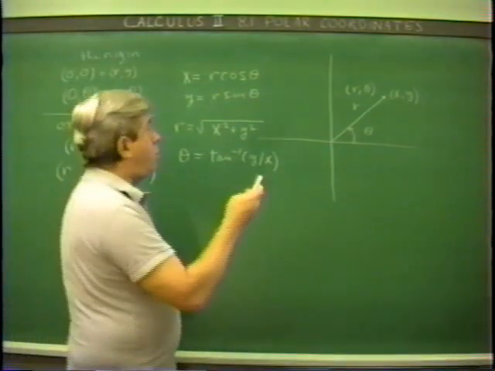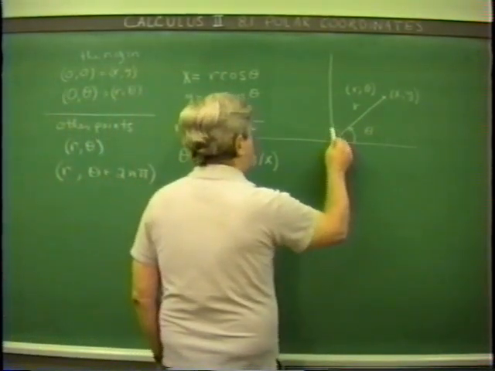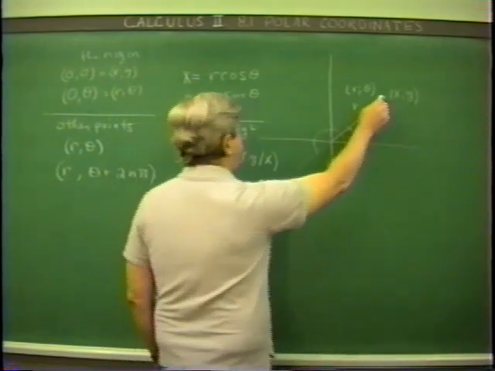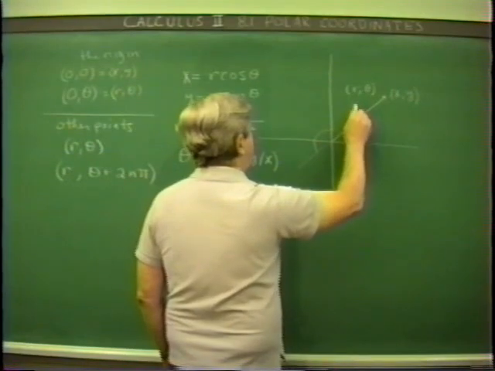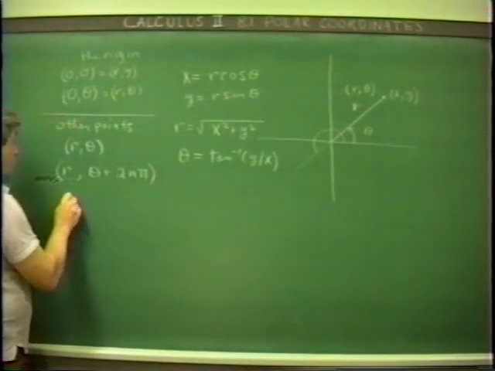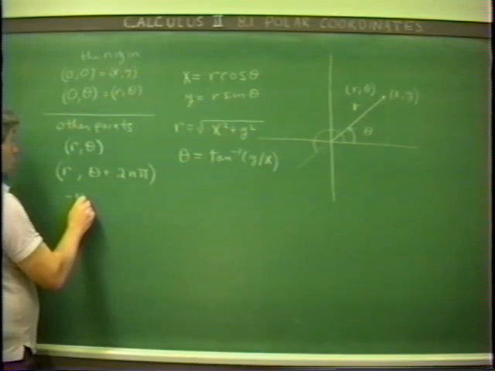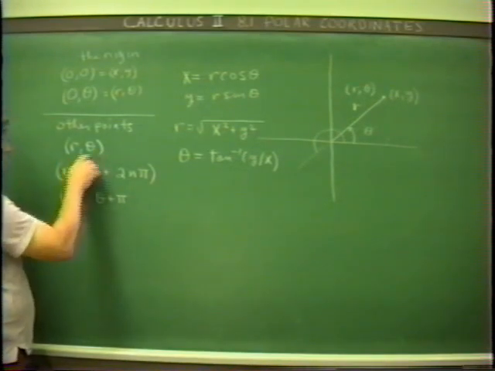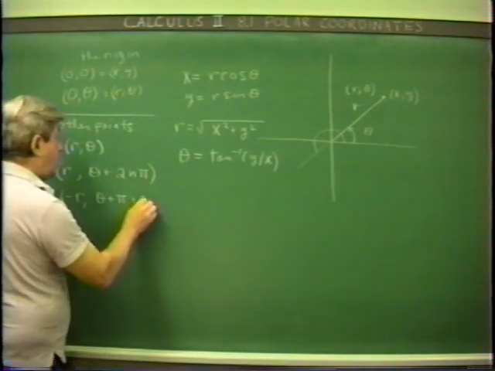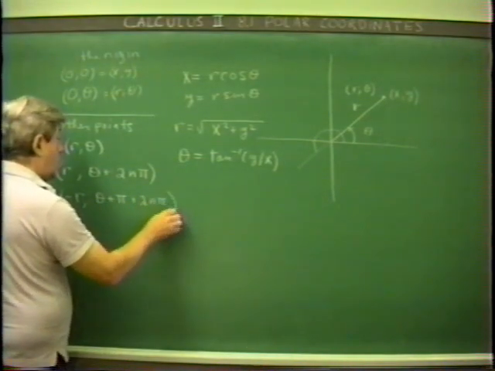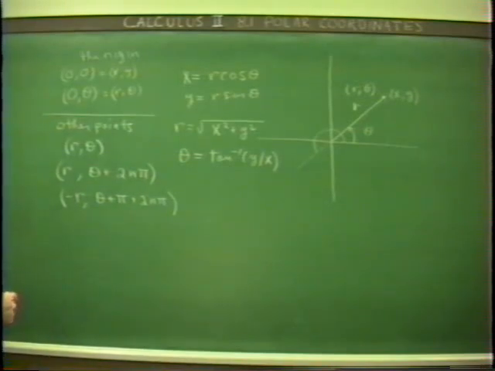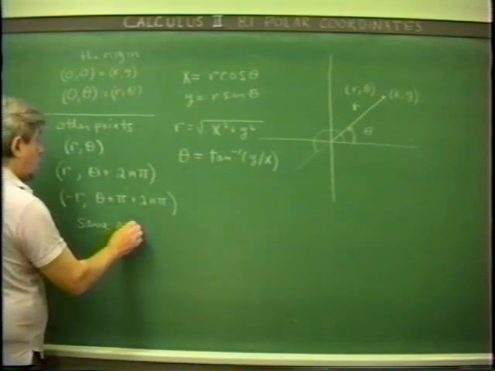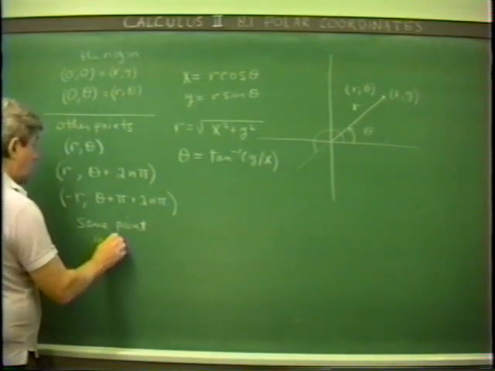What we also do in polar coordinates is as follows. If we looked at theta plus pi, this angle right here, then we can consider this r to be negative, and so consequently the point minus r and theta plus pi is another representation of r theta, and for that matter, if we add any multiple of 2 pi, this will be the same point as the point r theta. So these are all the same point in the plane.